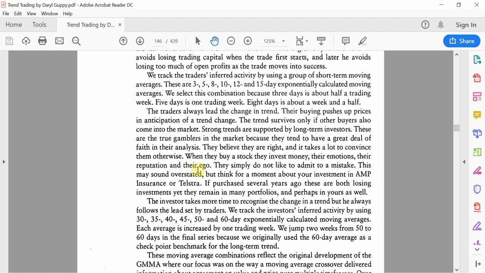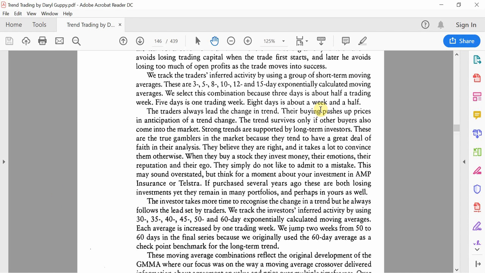So at a very high level, the short-term trading group is classified by Daryl Guppy as 6 exponential moving averages: 3, 5, 8, 10, 12, and 15. And he goes into the way they move and the way they cross over each other and how they dip into the long-term investors EMAs, which are down here, which I'll go on to in a second. He goes into all of that in his book.